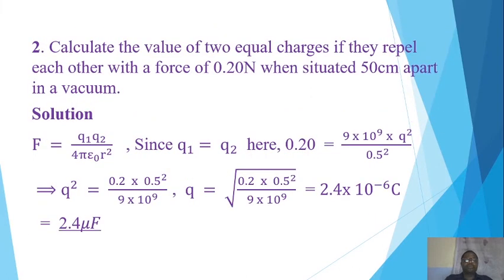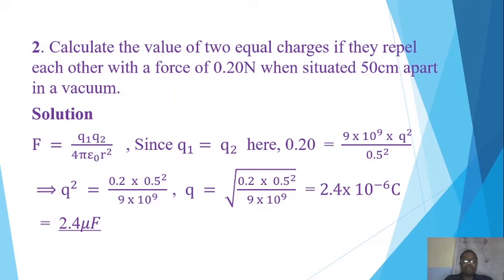Okay, example 2. You are told to calculate the value of two equal charges if they repel each other with a force of 0.20 Newton when situated 50 cm apart. Now, in example 1, the force between them is attraction because the two charges are of opposite polarities, the positive and the negative. So the electrostatic force between them is attractive. But here, we are talking about repulsive force. That means the two charges must be of the same polarity.